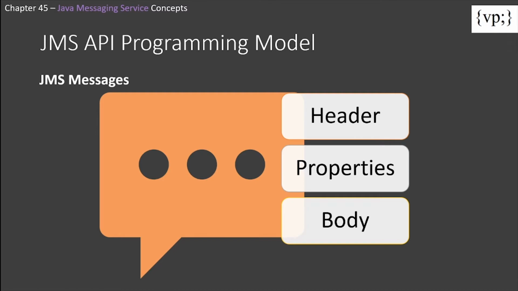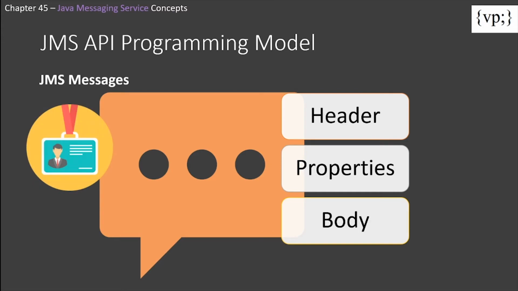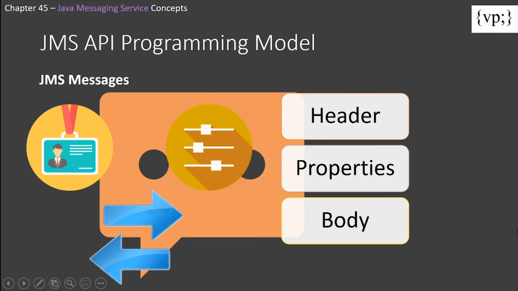Message headers contain values like the message ID, the destination of the message, timestamp of the message, etc. Message properties are used if you need values in addition to those provided by the header fields. And message bodies change the way that you send and receive data in many different forms, like a string or a name value pair if you wish.